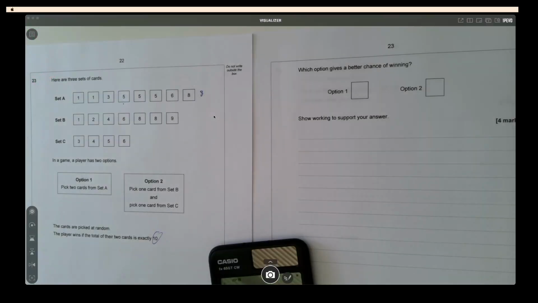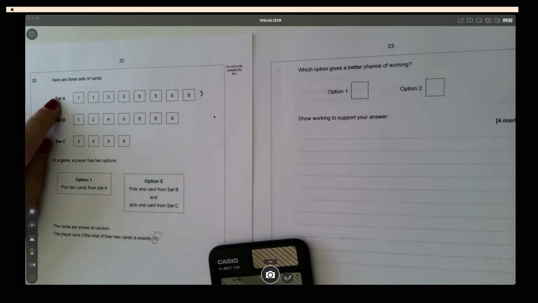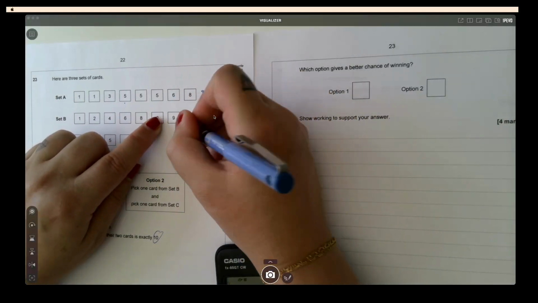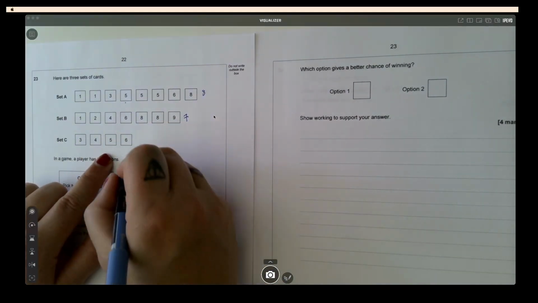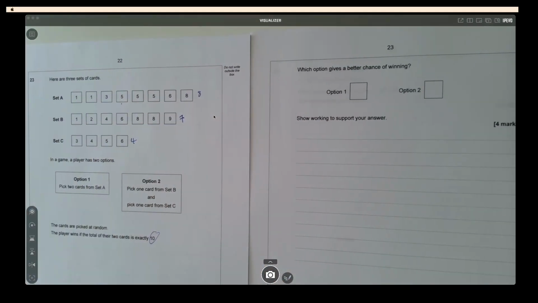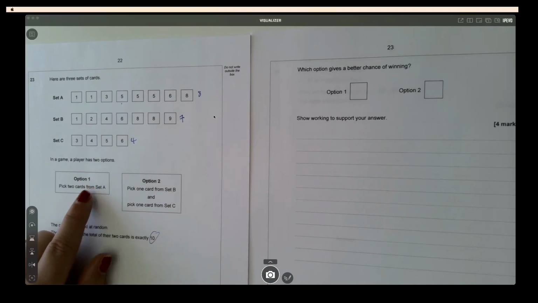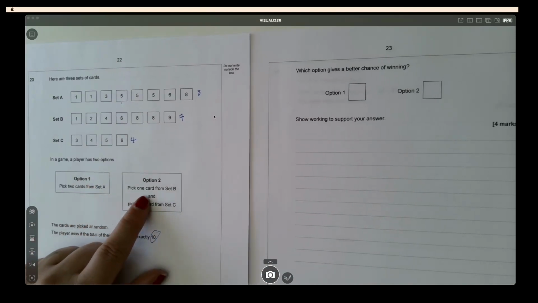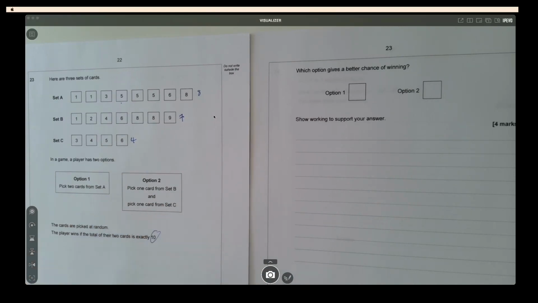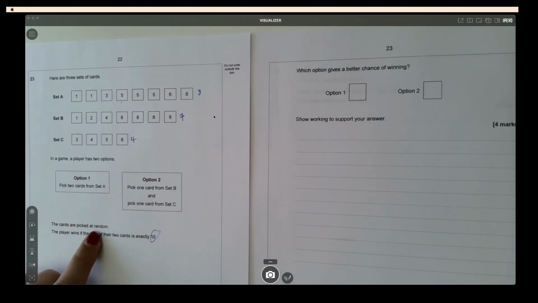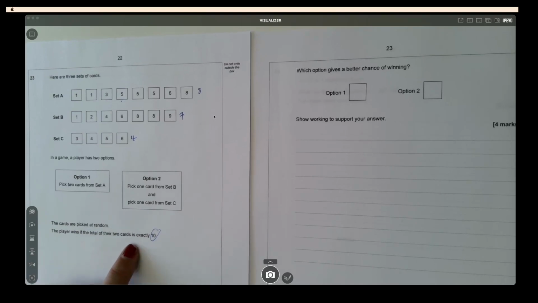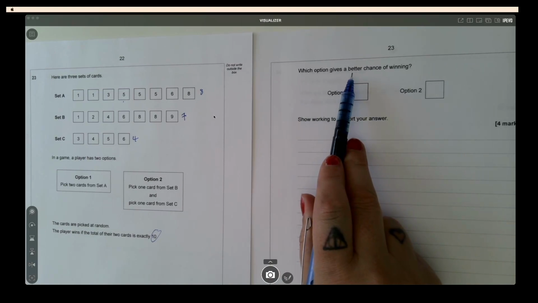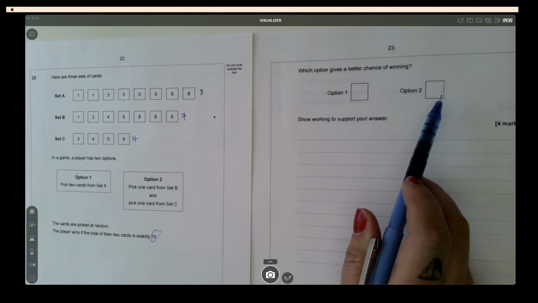Question 23. Here are 3 sets of cards. We've got set A, 8 cards, set B, 7 cards, set C, 4 cards. In a game, a player has 2 options. Option 1, pick 2 cards from set A. Option 2, pick 1 card from set B and 1 card from set C. The cards are picked at random. The player wins if the total of their 2 cards is exactly 10. Which option gives a better chance of winning? Option 1 or option 2?